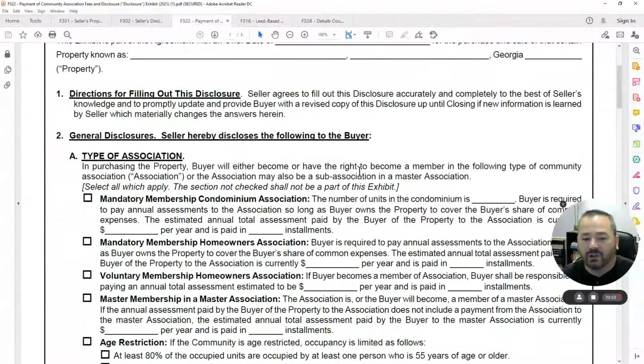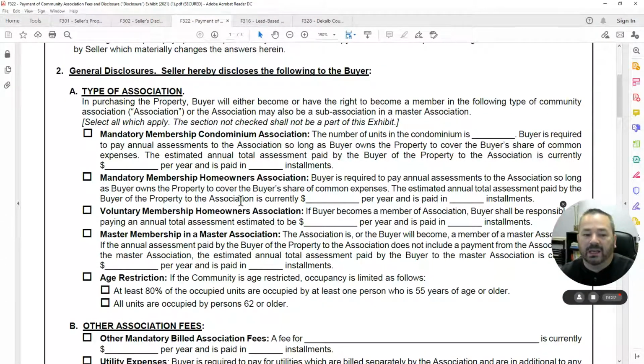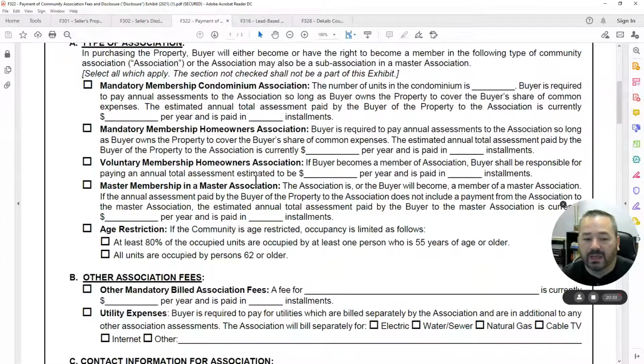Then we get into answering questions about the association. Okay, is this a mandatory condominium association, or is it a mandatory homeowners association? Okay, as a reminder, a condo is a type of ownership, not a type of building. So if the home is owned as a condominium, there is almost certainly going to be a condominium association. If there is an HOA, the house is not a condo, then it's going to be a mandatory homeowners association. There's some neighborhoods out there that have a voluntary homeowners association, but you don't have to join the HOA, but you don't have access to some of the resources. You don't get to use the pool, you don't get to use the tennis courts unless you choose to be part of the homeowners association.